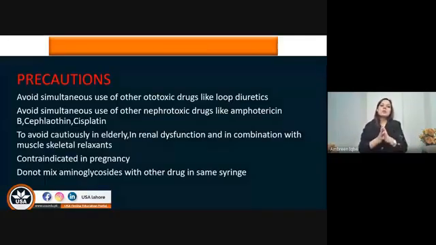Moving towards precautions after studying the adverse effects. Precautions are the things that you need to take care of when you are going to use aminoglycoside. So before seeing this slide, we know 2 or 3 things that we already said, that we are not going to use aminoglycosides with loop diuretics or cisplatin. Why we are not going to use aminoglycoside with the loop diuretics? Because they are both ototoxic. So we don't want to get this ototoxicity.